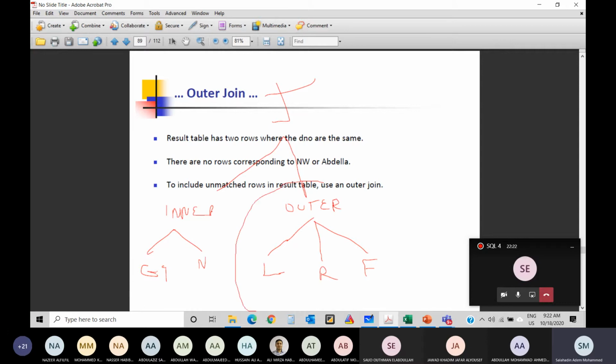So let me now talk purely about outer join. What do I mean by outer join? When you use left outer join, you will see everything in the left table. When you use right outer join, you will see all the rows in the right table. When you use a full outer join, you will see all the rows in both tables. What do I mean? Let me show you an example.